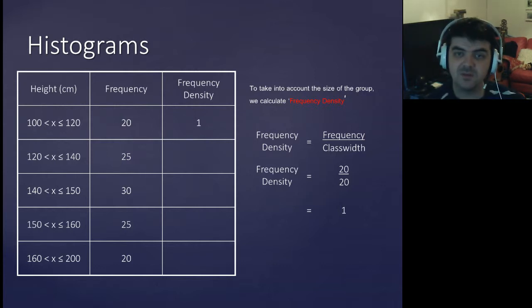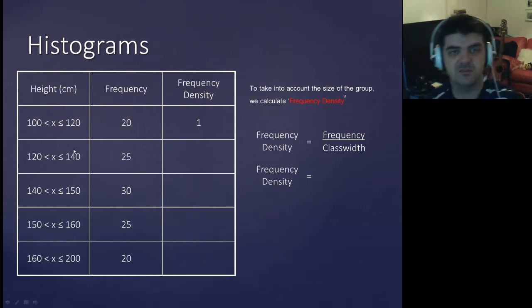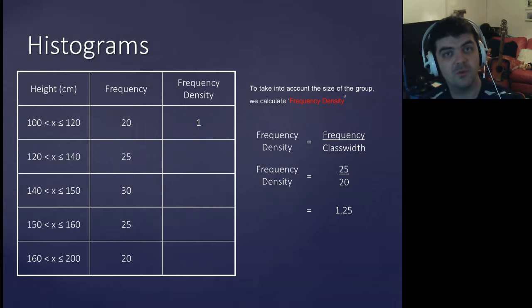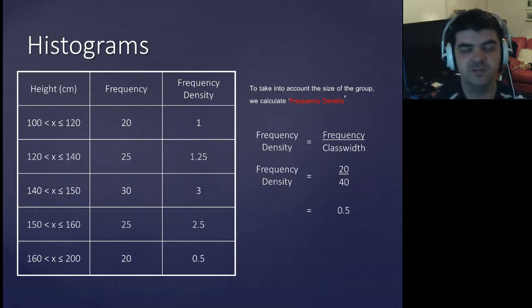What about the next one? In the next one, our frequency is 25, as you can see here, and our class width is 140 minus 120, which is 20. If we do that, it gives us 1.25. And if I continue on with the rest, we'll have 30 divided by 10, which is 3. This one will have 25 divided by 10, which is 2.5. And this one will have 20 divided by 40, which you can do in your head, and you get 0.5. And there is our new table put in.